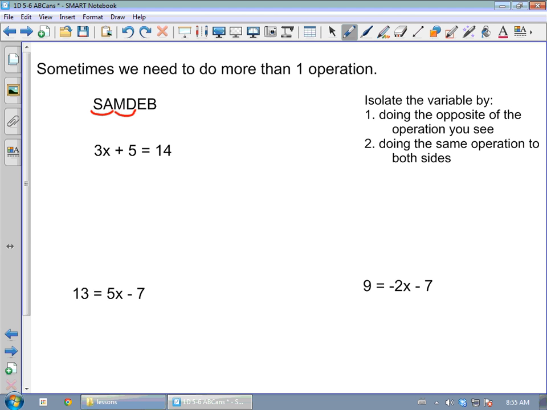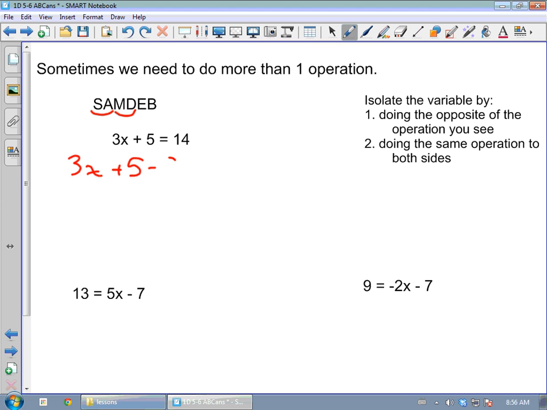So I don't think you have this example on your page: 3x plus 5 equals 14. So just watch up here while I do this one. What operations do I see being done to my x? Well, I've got a 3 times the x right there, and I've got a plus 5. So two operations, multiplication and addition. I have to do the opposite of both of those operations. Now, which one do I want to do the opposite of first? According to this, I want to do the opposite of my subtraction or my addition first. So my addition here is plus 5, so I want to subtract 5 from both sides of my equation.